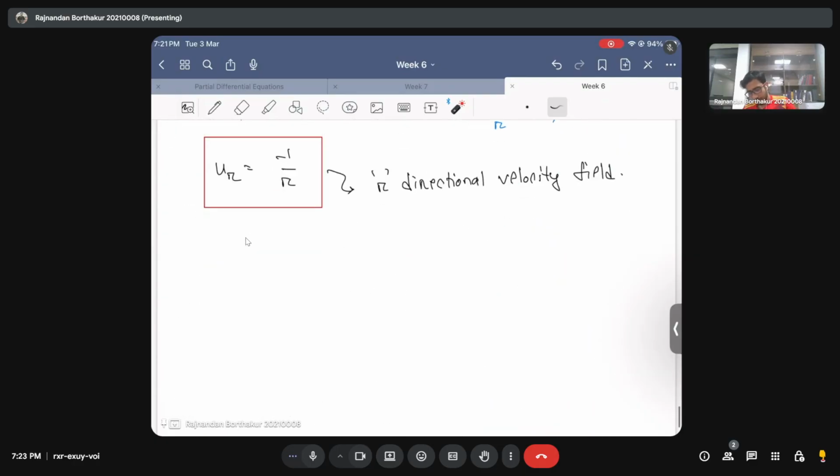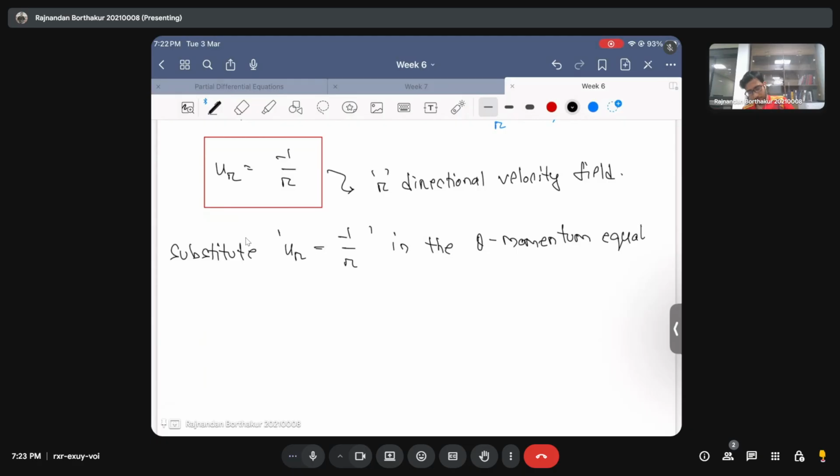So substitute UR, which is equal to -1 by R, in the theta momentum equation to solve for U theta.